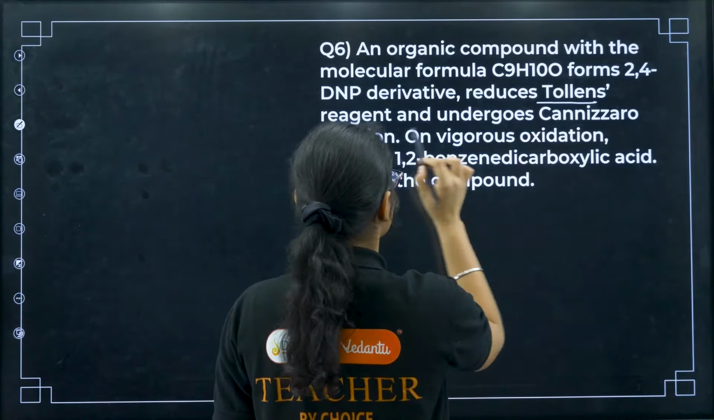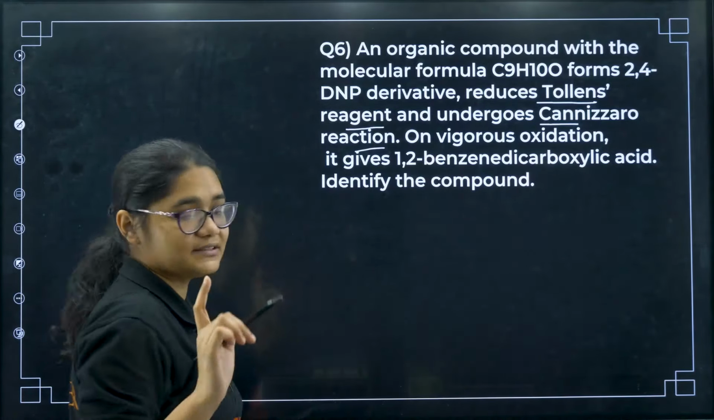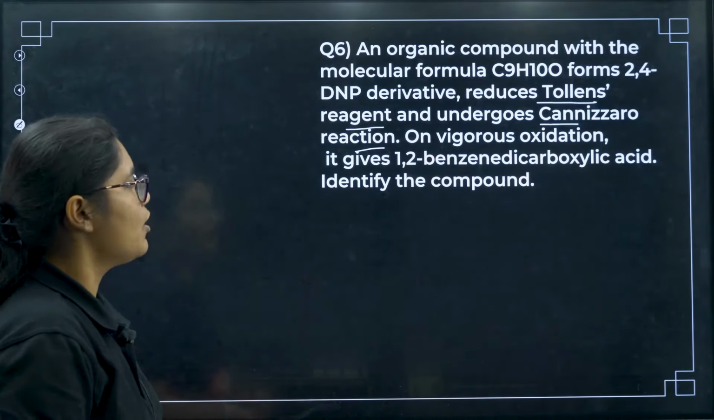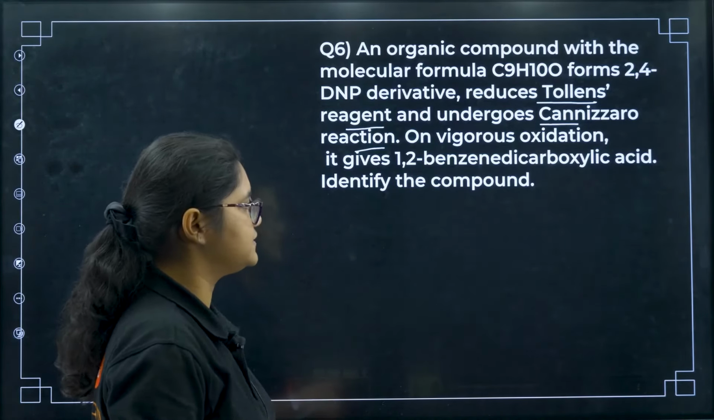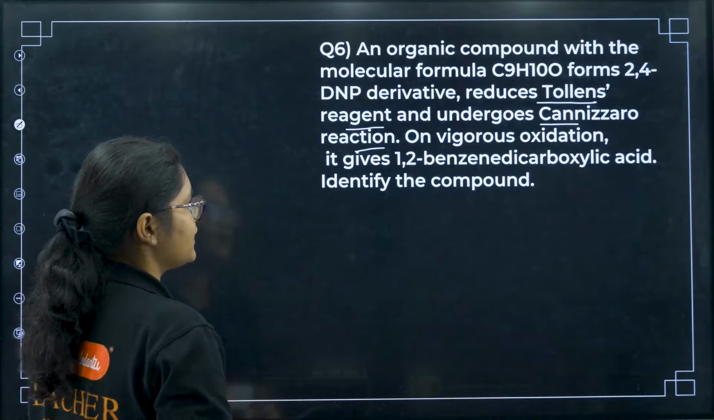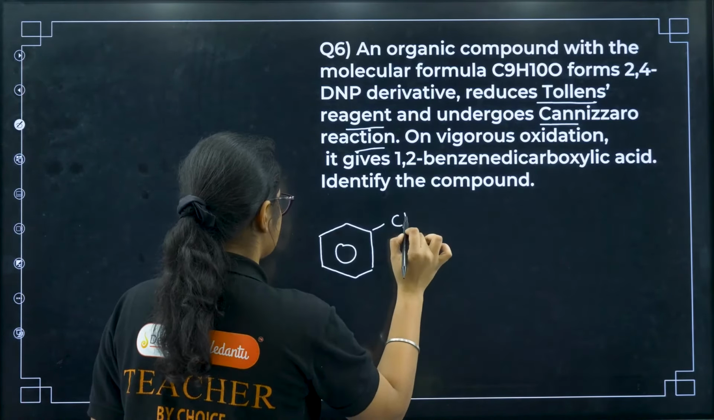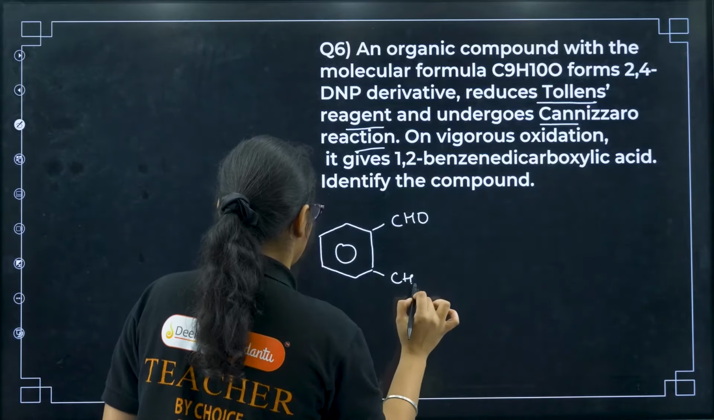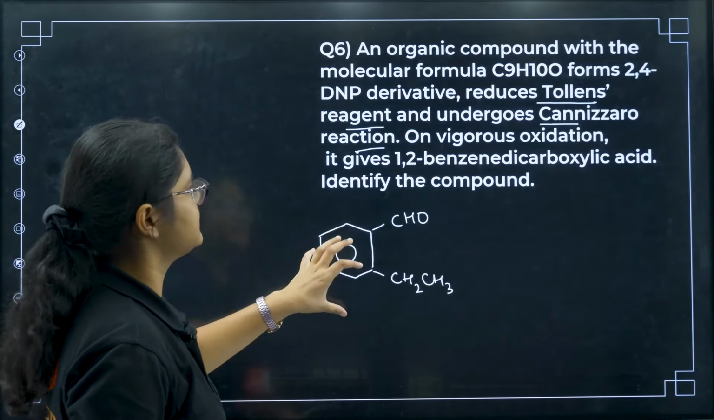It reduces the Tollens reagent, which means it must be an aldehyde, and it undergoes the Cannizzaro reaction, which means it does not have an alpha hydrogen. On vigorous oxidation, it gives 1,2-benzene dicarboxylic acid. So I can just guess this product like this, it is C6, 7, 8 and 9. So if this is the product, you see everything is satisfied.